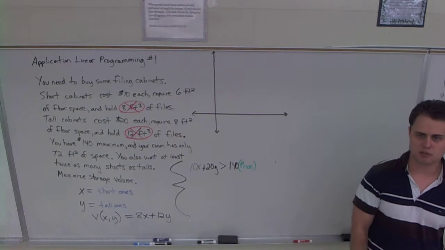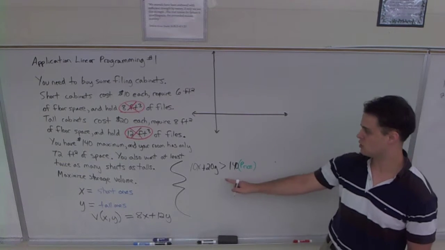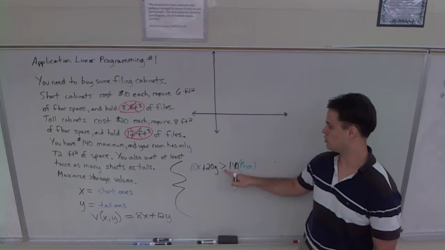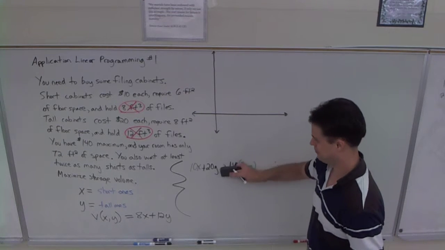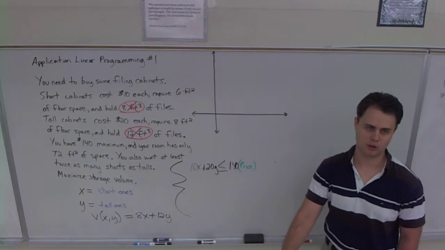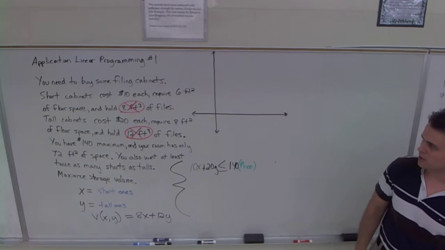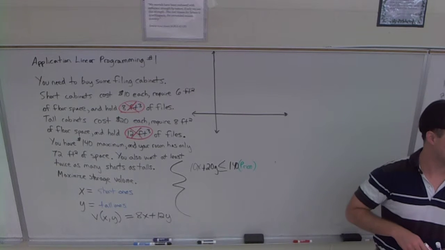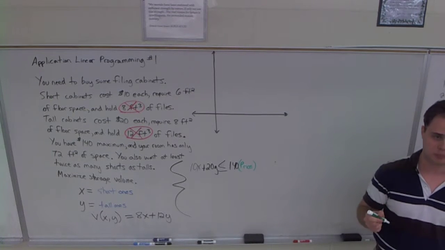Remember, my advice: just guess if you're not sure right away. That says the money we're spending is more than 140. It's got to be like this, right? And equals to. There we go. Okay, that's the price equation. What else are we constrained by? What else are we limited by?